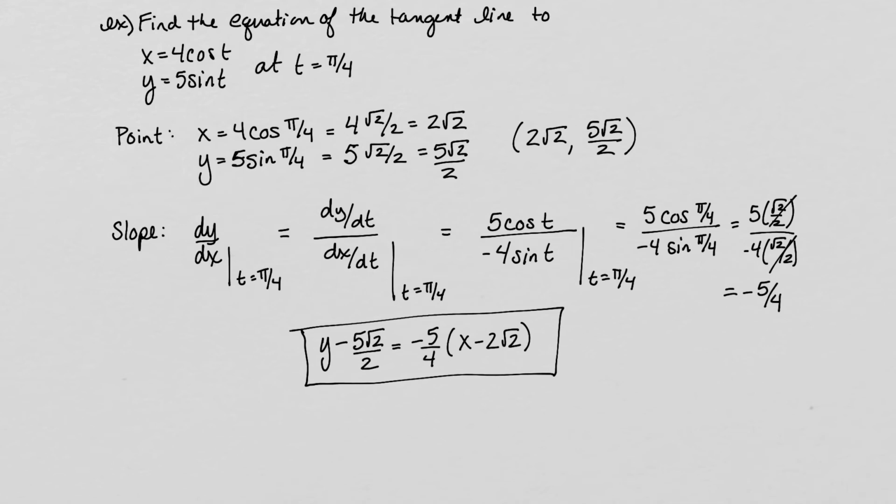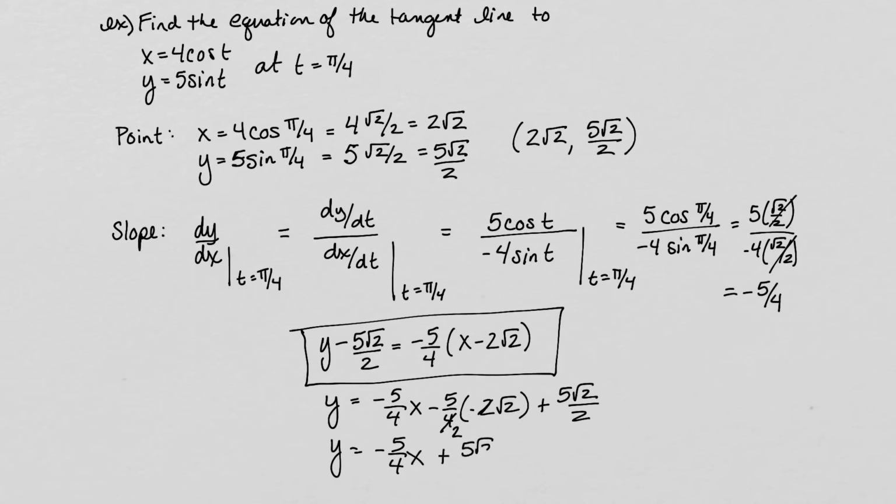Yeah, if I was going to write it in slope intercept form, I would do two things. This minus 5 root 2 over 2 is going to go to the other side. And I also need to distribute the minus 5 quarters. So if I distributed the minus 5 quarters, I'd have minus 5 quarters x minus 5 quarters times minus 2 root 2. And then that minus 5 root 2 over 2 would have to come to the other side. So you'd have plus 5 root 2 over 2. So here, this would cancel, and you'd have a 2. So you'd really have y is equal to minus 5 quarters x plus 5 root 2 over 2 plus 5 root 2 over 2. So y is equal to minus 5 quarters x plus 10 root 2's over 2, or y is equal to minus 5 quarters x plus 5 root 2.